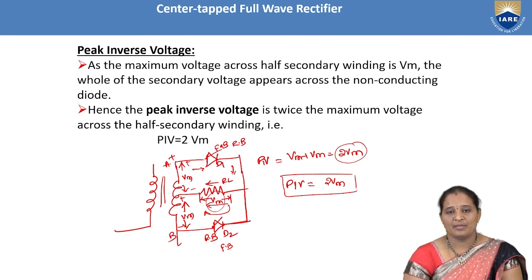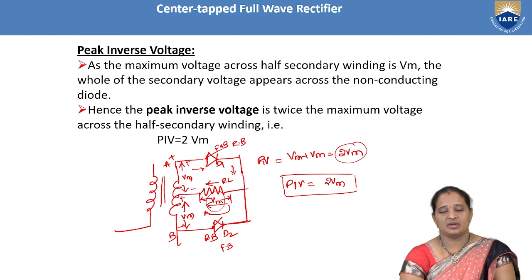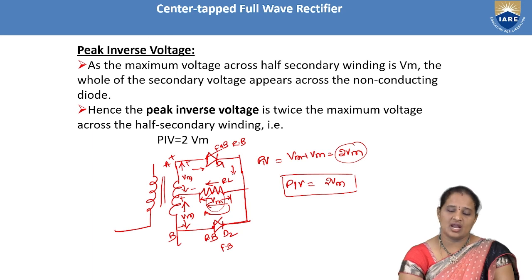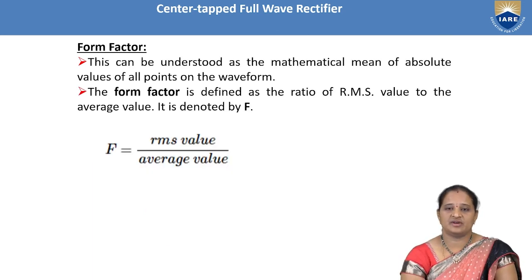In order to make the diode withstand such a lot of heat, it should be made wider. That means the size of the diode should be increased. As the diode size is increased, the cost is also increased. So the high peak inverse voltage rating of the center tap full wave rectifier leads to an increase in the cost and also the size of the diode. So this is considered to be a drawback of the center tap full wave rectifier.